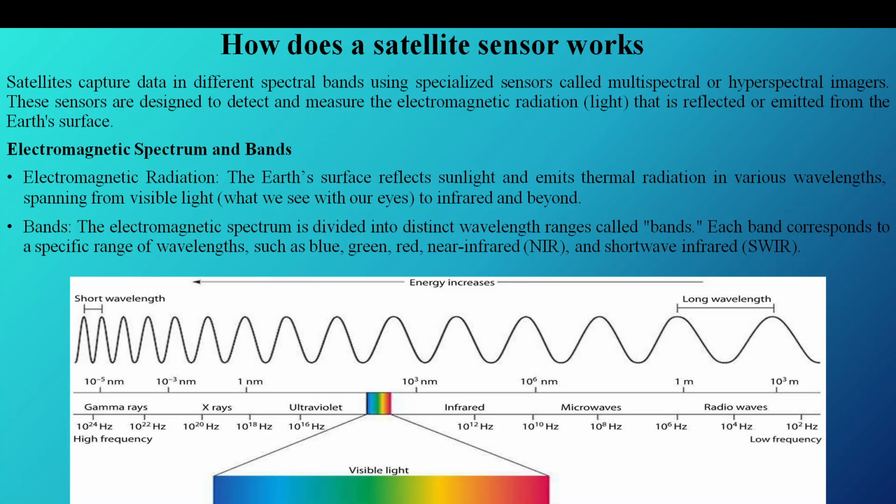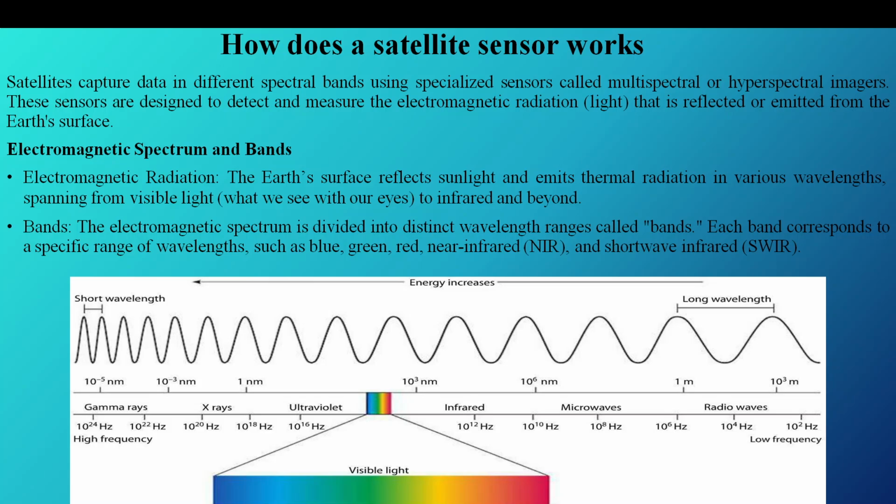Then we have spectral bands. So the electromagnetic spectrum is divided into different bands, each corresponding to a specific range of wavelengths. Some key bands in remote sensing include visible light, that is blue, green, red, which is used for natural color imaging. Then we have infrared, NIR in short, which helps in vegetation analysis.